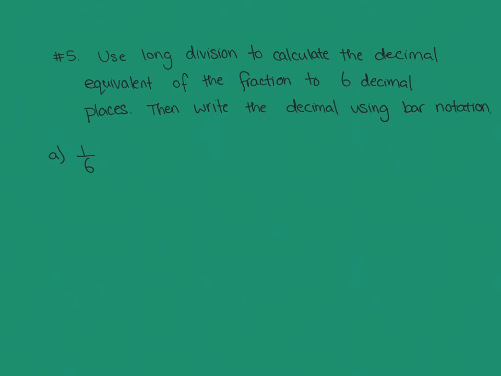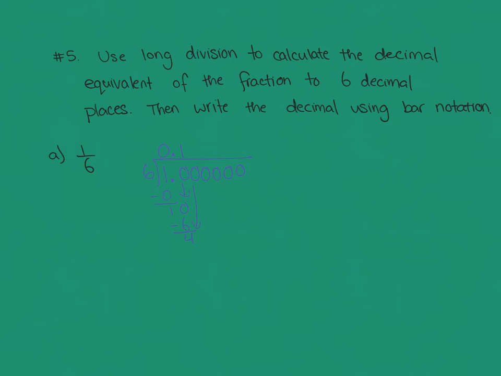Question 5 asks you to use the long division to calculate the decimal equivalent of the fraction to 6 decimal places and then to write the decimal using bar notation. So on the inside of our long division is our numerator and the outside is our denominator. Now, because they asked me to go to 6 decimal places, I'm going to put 6 zeros after the decimal. And now I start doing long division. So 6 goes into 1 0 times, 0 take away is 1. I'm going to put my decimal, bring down the 0. So 6 goes into 10 once, which is 6.